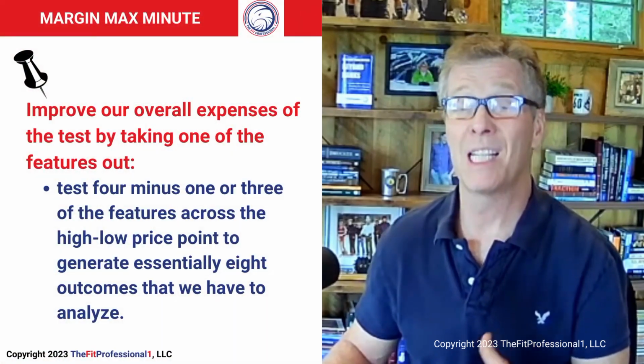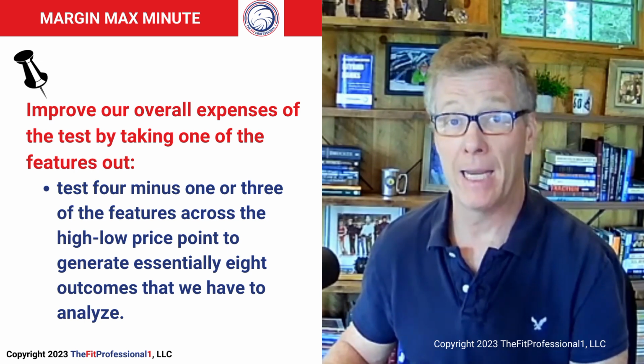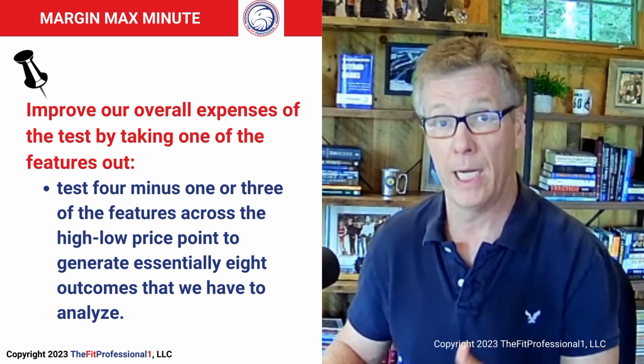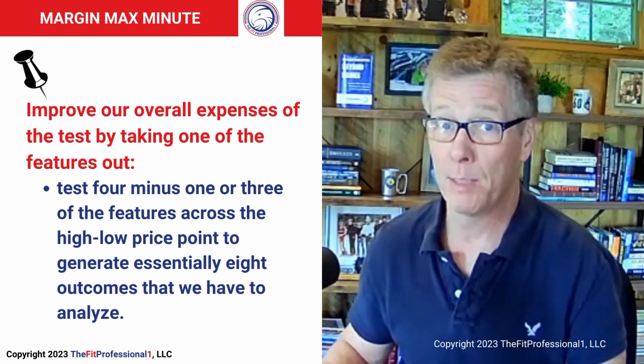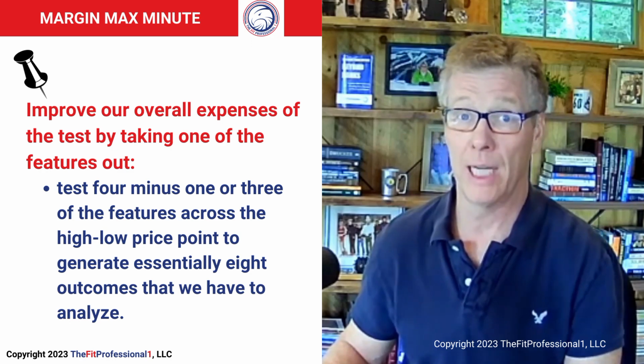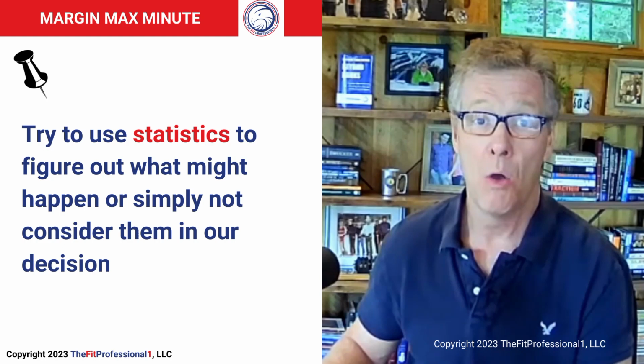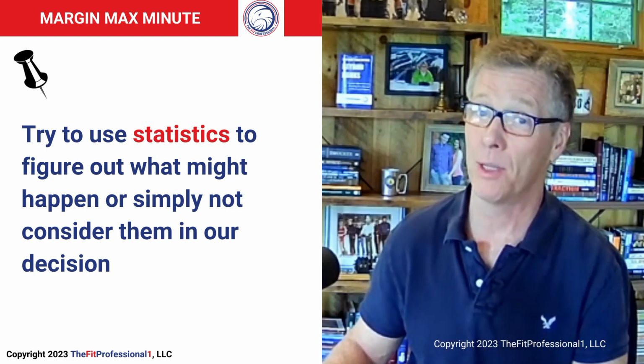So it can be seen that we can drastically simplify this, improve our overall expenses of the test by taking maybe one of the features out. So we test 4 minus 1 or 3 features across a high and a low price point. That's going to generate essentially 8 outcomes that we have to analyze. Clearly, as stated, that has saved us some money, but it also has eliminated a bunch of tested outcomes that now we have to put in aliases for or use statistics to try to figure out what might happen or simply not consider them in our decision.